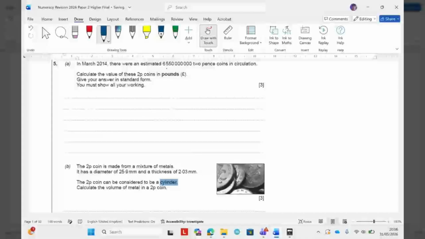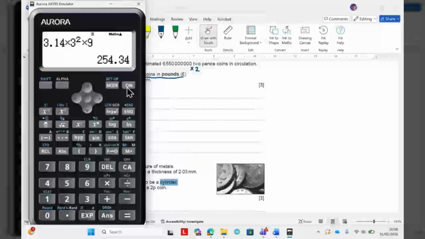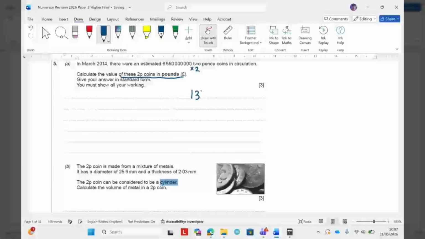There were 6 2-pence coins in circulation. A bit of standard form here. Calculate the value of these 2-pence coins. Well, there are that many of them, and each one of them is worth 2 pence. So I need to times that by 2 pence. So it's 655 times 2, so it's 1310, plus all these other ones.